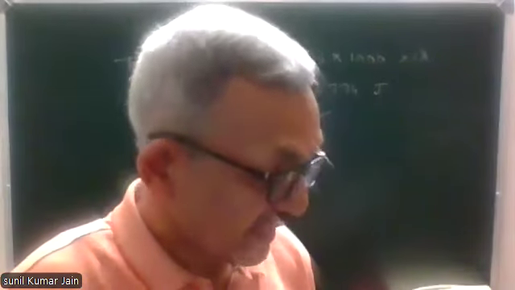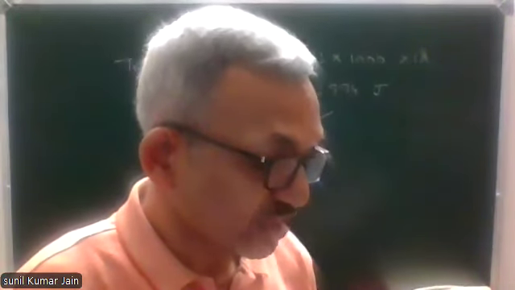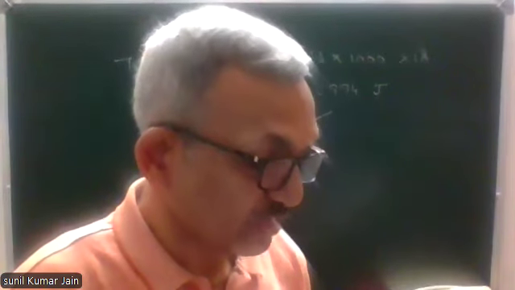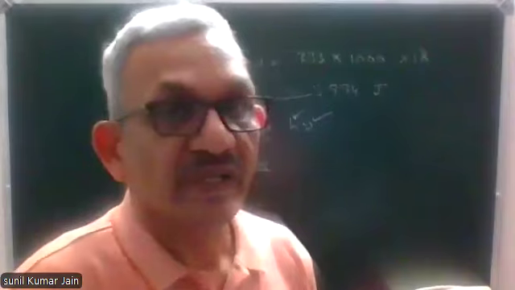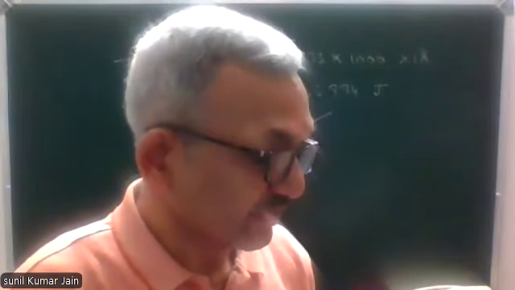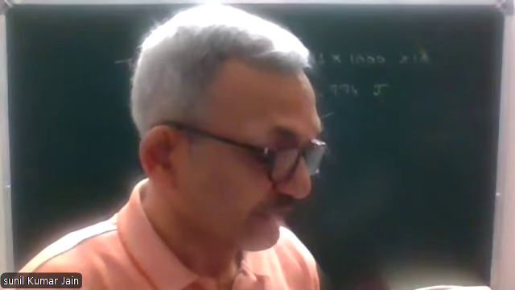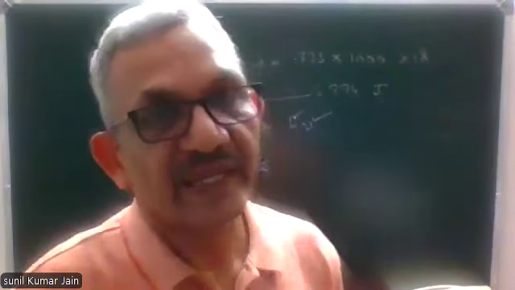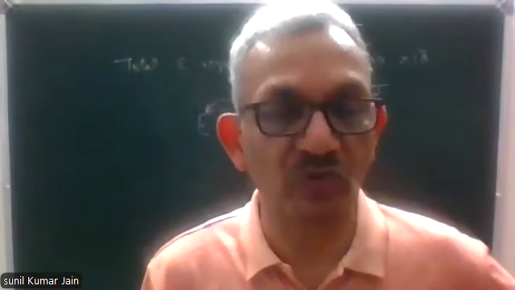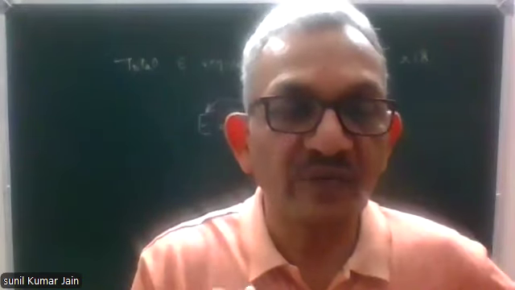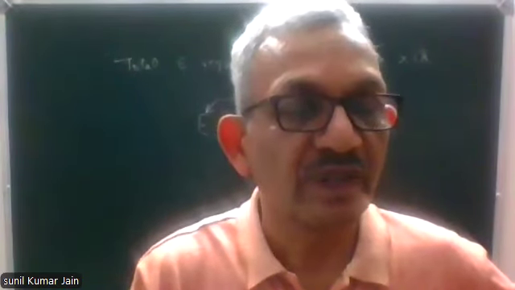Next. The next two numericals are again very important ones. A nitrogen laser produces a radiation of wavelength 1.2 nanometer. If the number of photons emitted is 5.5 into 10 to the 24, calculate the power of the laser. Now here the hint is given that power is nothing but total energy. And you know, total energy will be the energy of one photon multiplied by the total number of photons. So what you have to do is calculate the energy of one photon and multiply it by the number of photons.